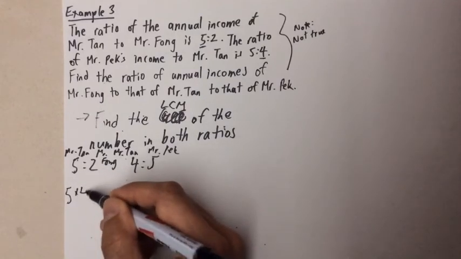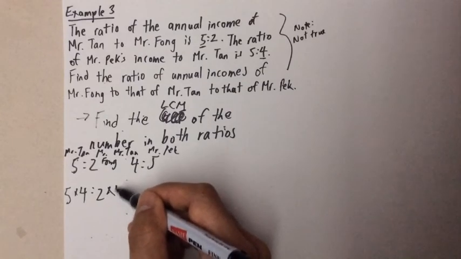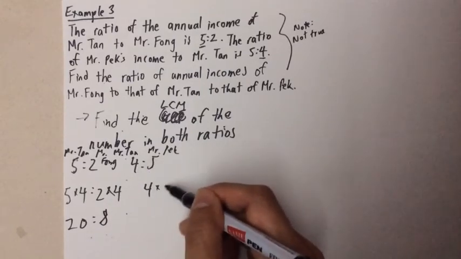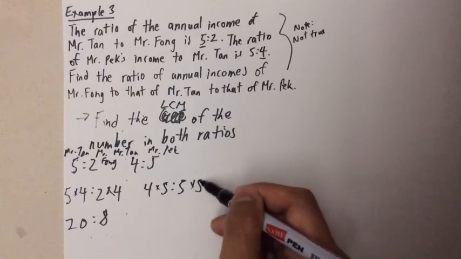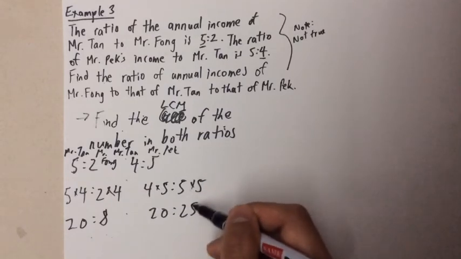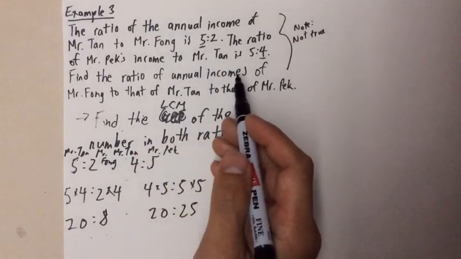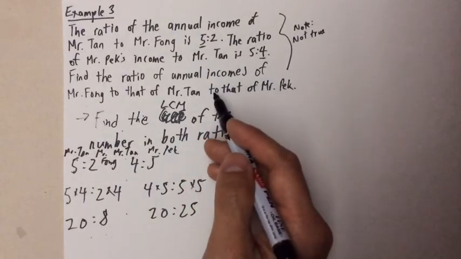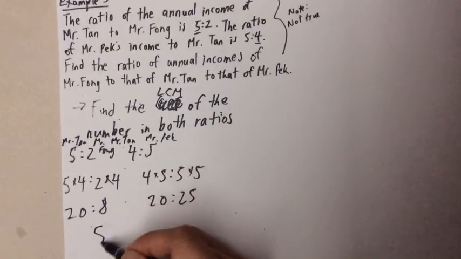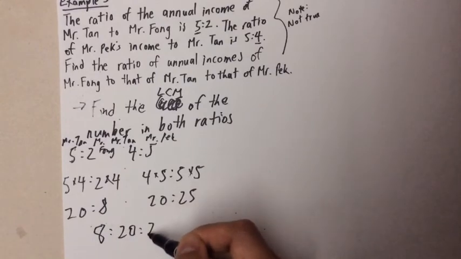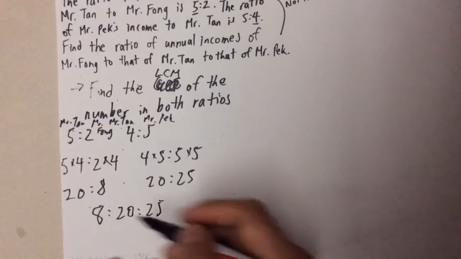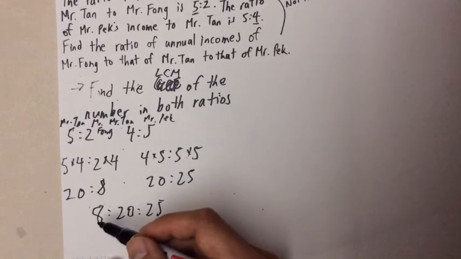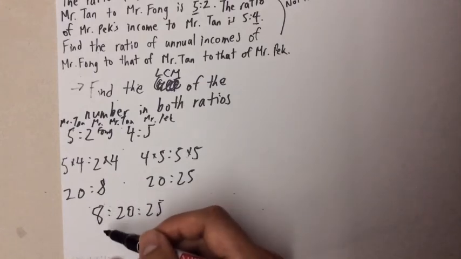When we multiply these two numbers by 4, we get 20 to 8. When we multiply these two numbers by 5, you get 20 to 25. So our final three-number ratio, comparing Mr. Fong's income to that of Mr. Tan's and to that of Mr. Peck, would be 8, 20, 25. That means if we were to compare Mr. Peck's income to Mr. Fong's, it would be 25 to 8.